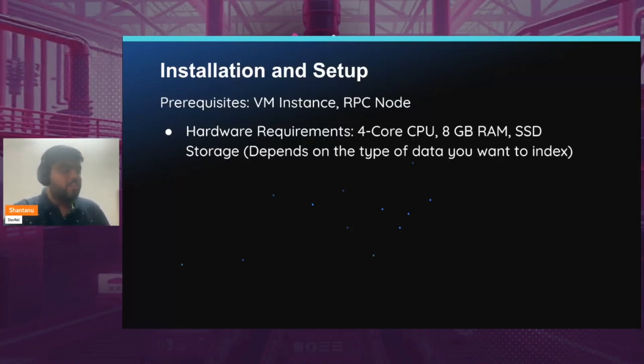Hardware requirements. There are a few things we need to keep in mind. One is a 4-core CPU. Second is 8 GB RAM, 8 GB memory to power the whole indexing powerhouse that we have built out, and SSD storage to make sure the indexing is swift while you are building your applications. The size of the SSD depends on the type of application you're building or the type of data that you're trying to index.